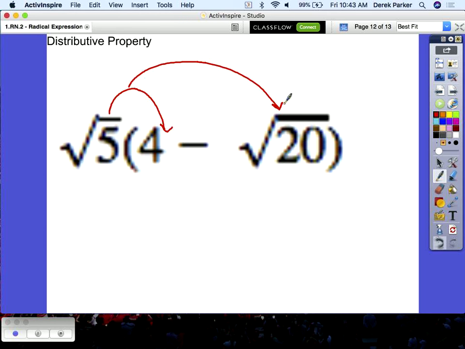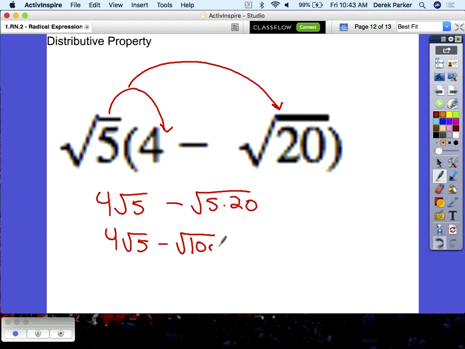So 4 times the square root of 5 becomes 4 square root of 5, minus the square root of 5 times 20. I'm now going to rewrite 4 square root of 5 minus the square root of 100. 4 square root of 5, the square root of 100 is 10. And I'm finished.